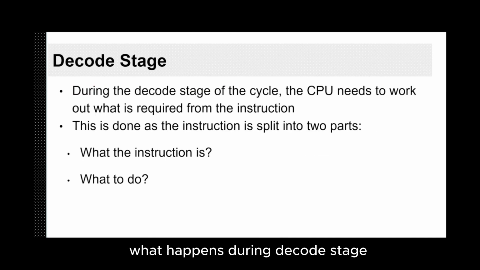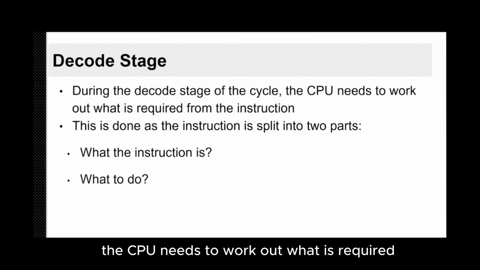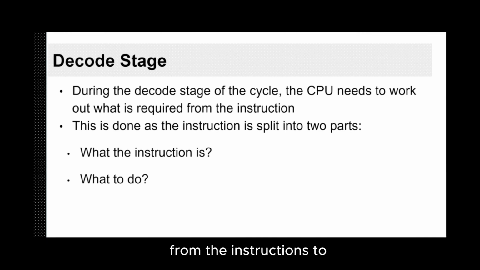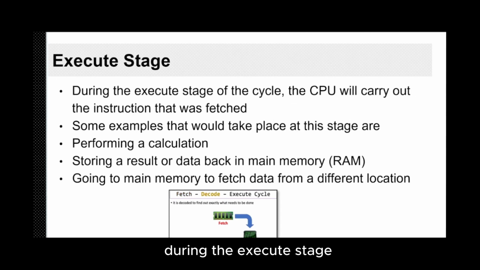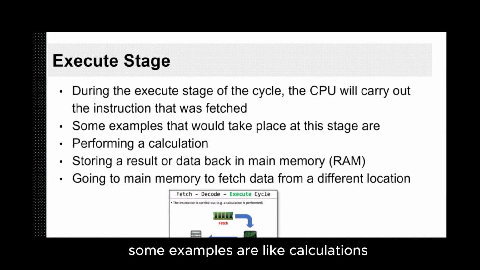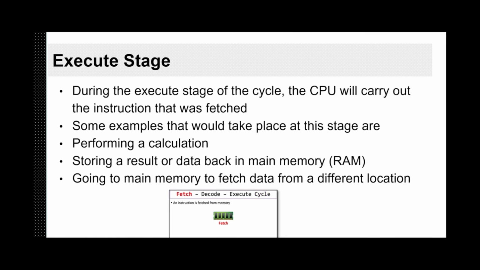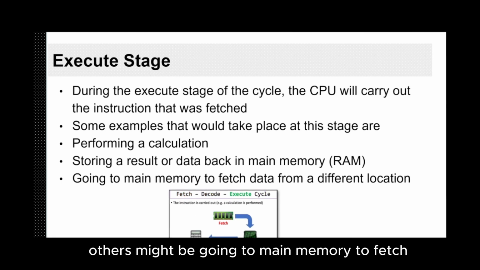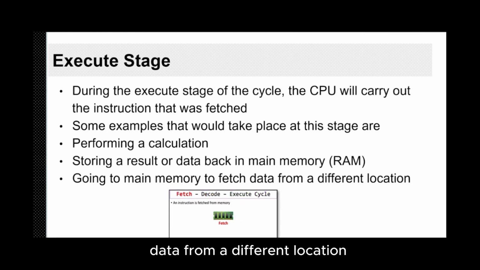What happens during the decode stage? The CPU needs to work out what is required from the instruction, so what the instruction is and what it is going to do with it. During the execute stage, the CPU will carry out the instruction that was fetched. Some examples are calculations. Others might be going to main memory to fetch data from a different location.